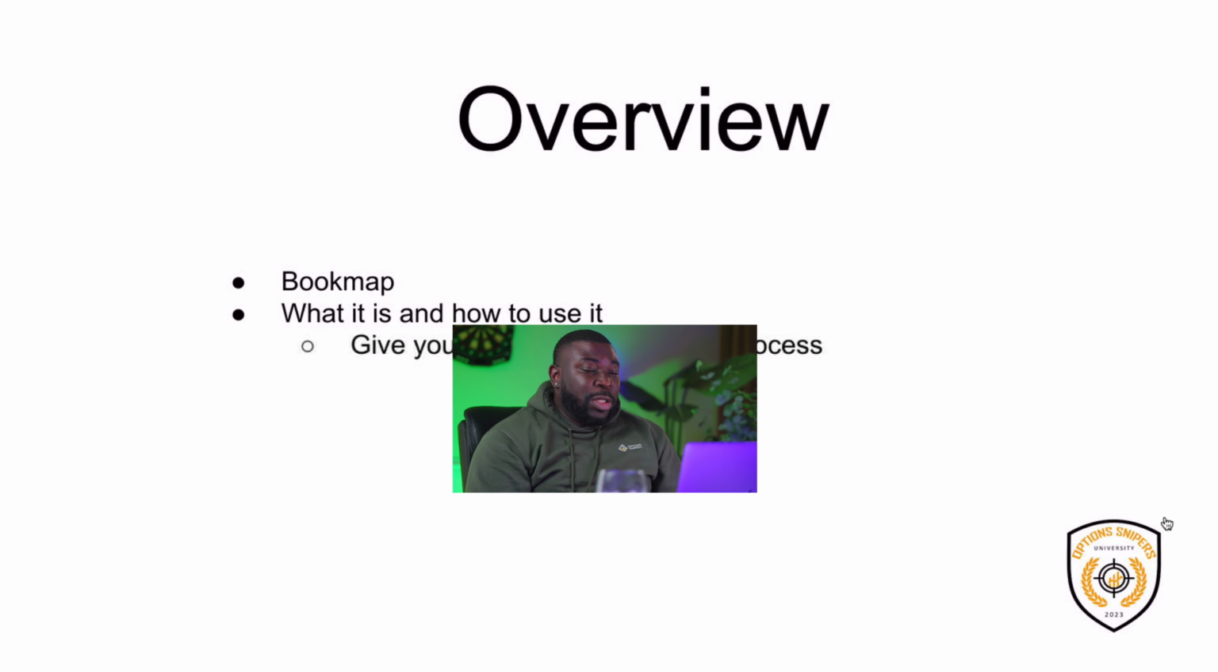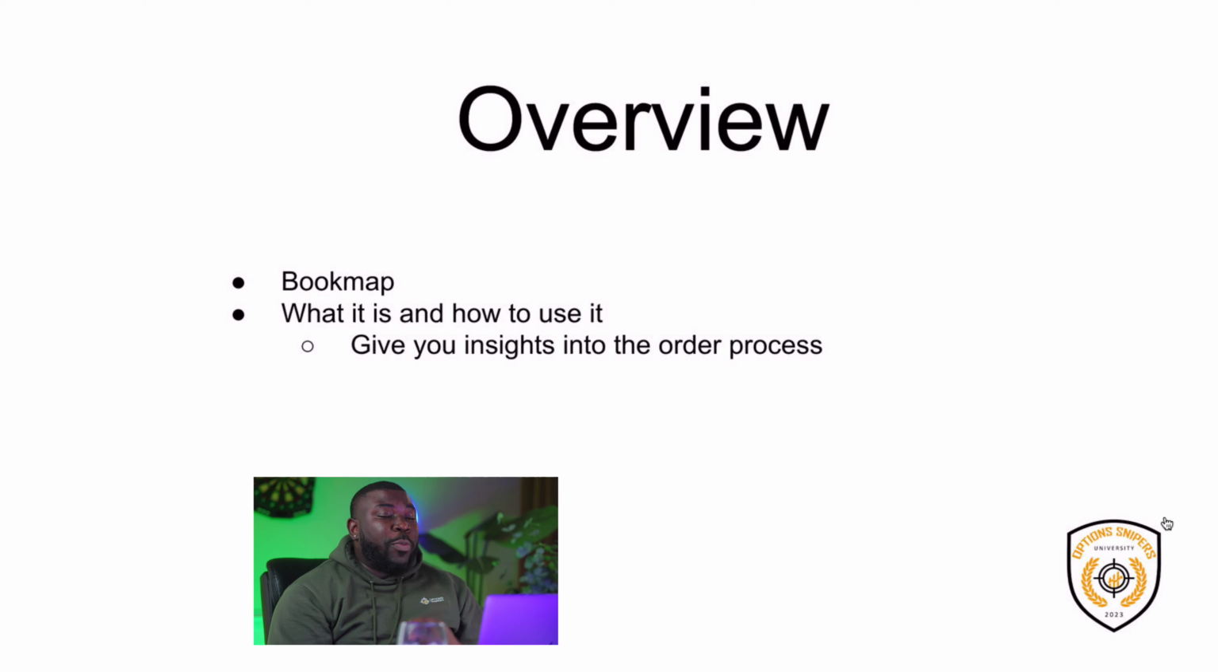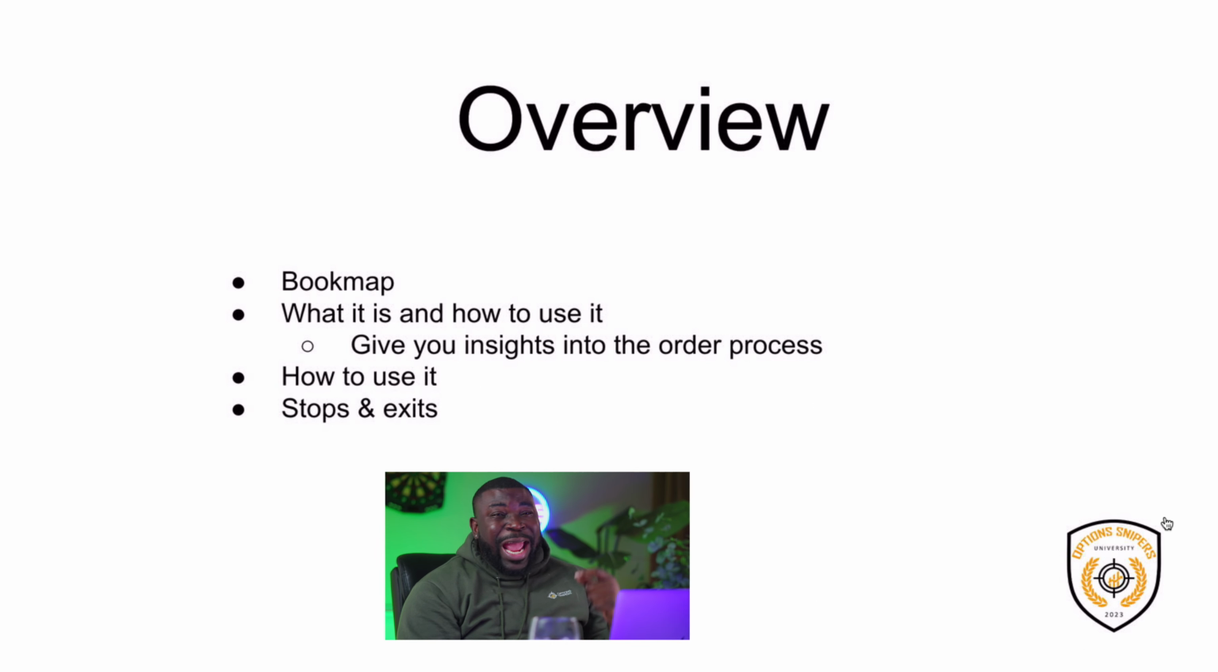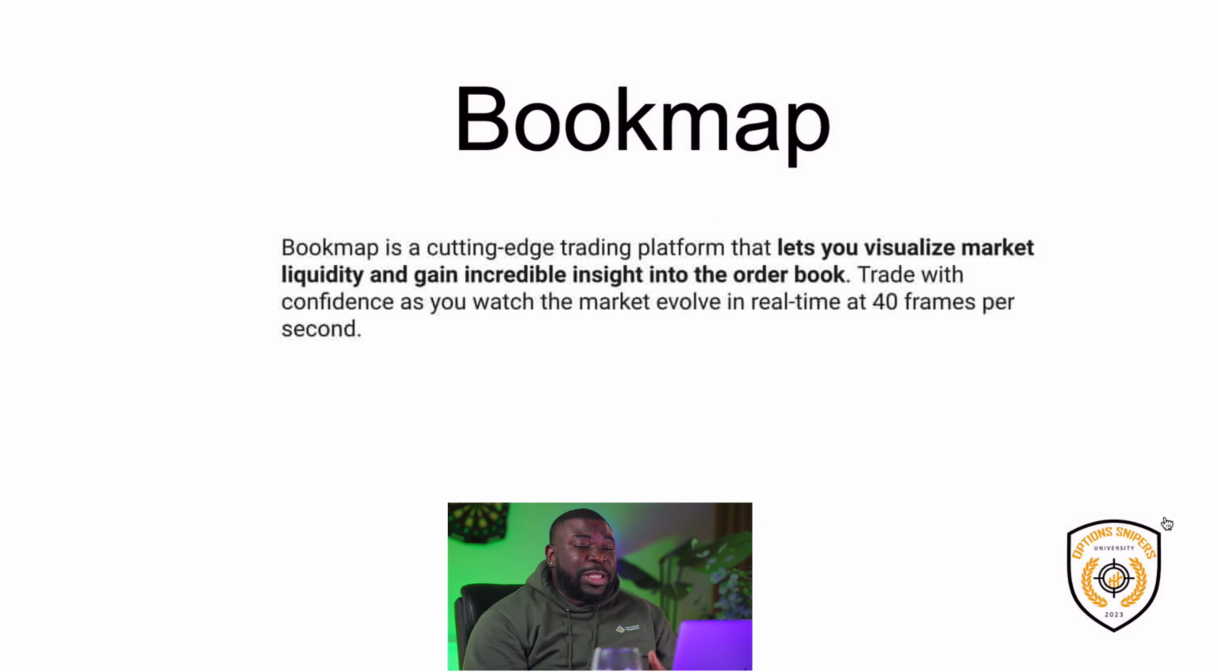Listen, we're going to be talking about Bookmap today, guys. This is literally a cheat code. It's a cheat code, and this is the reason why: it gives you an insight into what the market is actually doing. So let's get into it. Bookmap, what is it and how to use it? Super important. It gives you insights into the market's order processes, and also how we use it for stops and exits and entries and things of that nature.